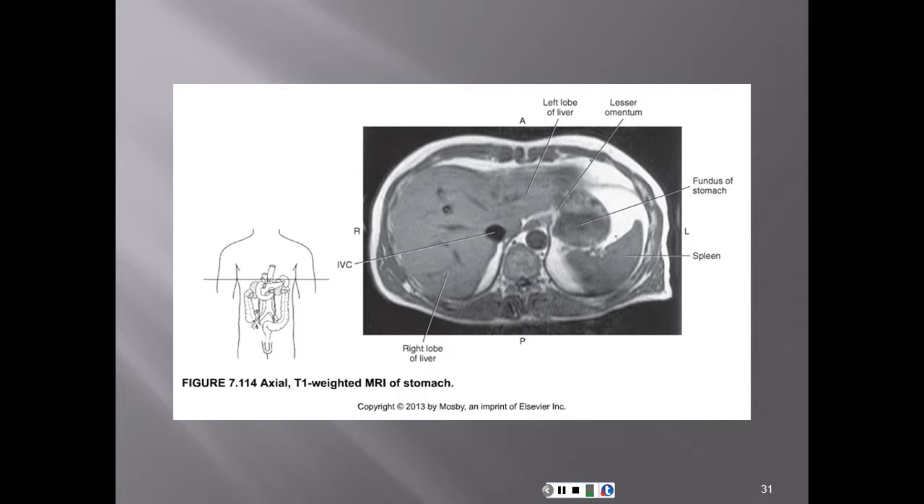Axial T1 weighted MRI of the stomach. Now, we don't really do MRIs to look at stomach pathology. The resolution of MRI to visualize small structures in the stomach, such as ulcers, is not suitable for interpretation. However, we do see the stomach on MRI as well as CT, and it's the fundus of the stomach, the dependent portion of the stomach when laying supine. Close relation to the stomach, but posterior to the stomach, is the spleen. Again, the liver, IVC, aorta with the diaphragm.